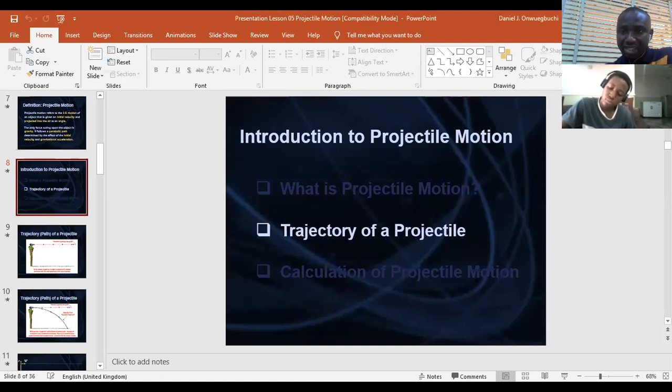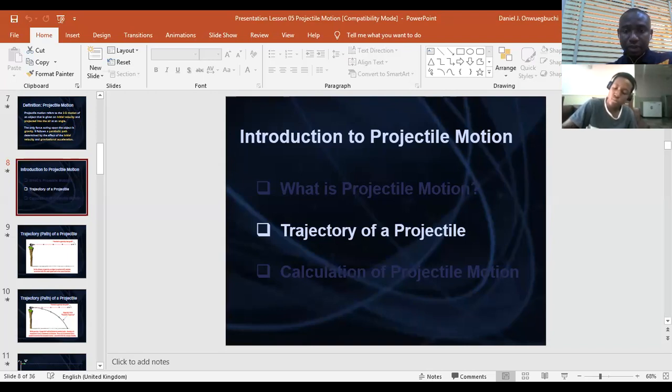Now, let's see some examples of projectiles. They are very simple: the throwing of discus, the throwing of javelin, the firing of a catapult, the shooting of arrows. These are examples of projectiles. Remember, I'll keep mentioning this again: the primary force acting on a projectile is gravity.